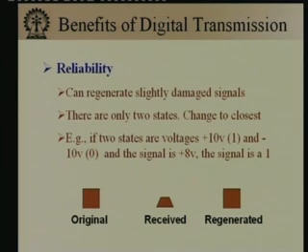So, if there are two states of voltages, let us say plus 10 volts and minus 10 volts, and the signal is plus 8 volts, then it is quite possible that this plus 8 volts is a result of noise superimposed on a plus 10 volt, rather than a result of noise superimposed on a minus 10 volt. So, whenever you get plus 8 volts, simply make it 10 volts with some electronics, and the original signal will be restored.